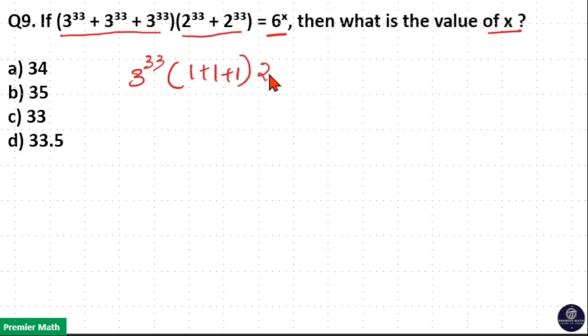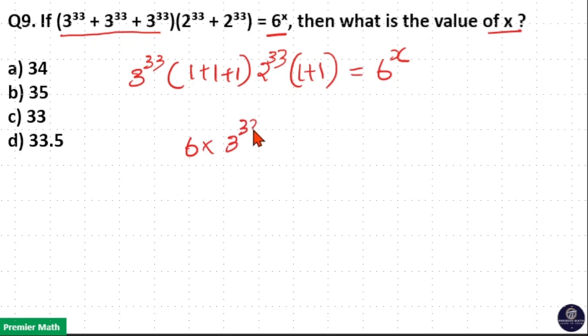Now, take the 2 raised to 33 outside. So, inside becomes 1 plus 1, 2, which is equal to 6 raised to x. Now, here, this is 3 and this is 2. So, 3 into 2 is 6. So, 6 into 3 raised to 33 into 2 raised to 33 is equal to 6 raised to x.